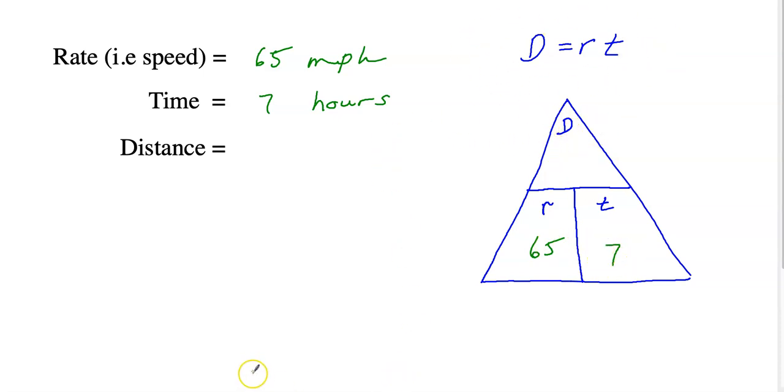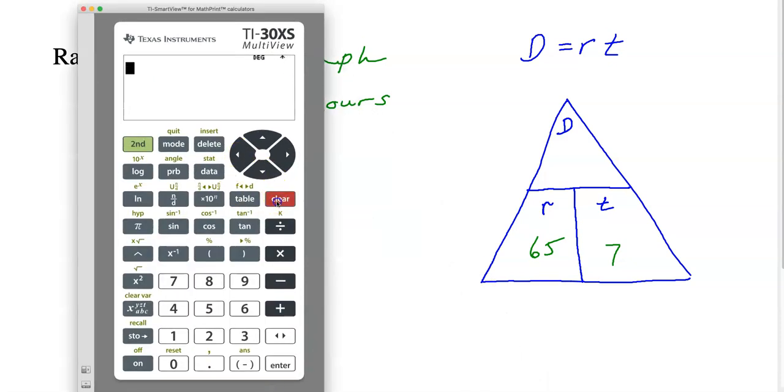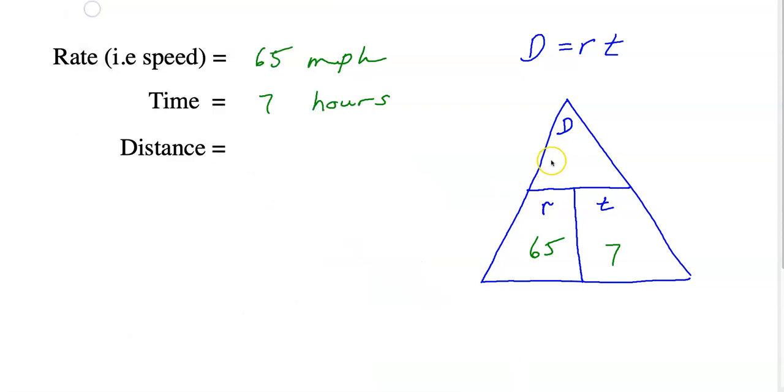So let's go 65 times 7. That's going to be 455. So the distance traveled is 455 miles.